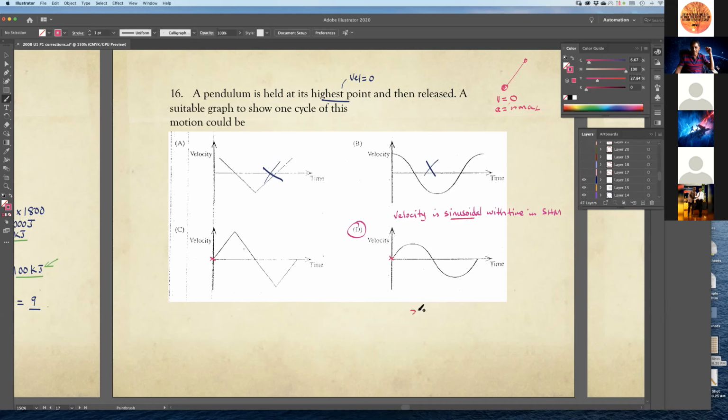We said if x is equal to x zero sine omega t, then v is equal to dx dt, and that will be equal to omega x zero cos omega t. All right, so it's a sinusoidal function. So cosine function, if x is x zero sine omega t, this is when you start in the middle.